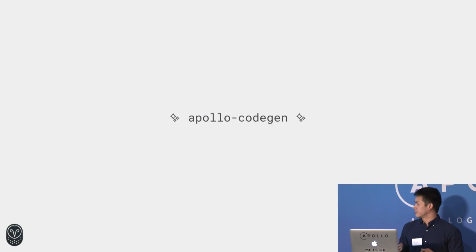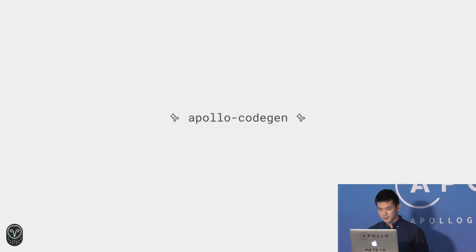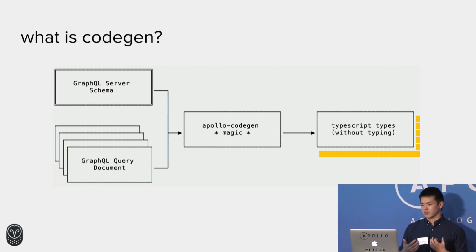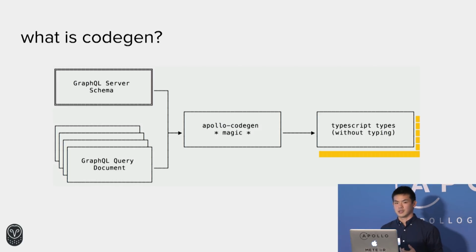A lot of people working in this building have realized that we could do this as well. And so they built a tool called apollo-codegen. What apollo-codegen does is it basically does what we did visually there, where it takes your schema, it takes the GraphQL documents, does a little bit of magic, and then it outputs the types without us actually having to type physically with our hands.